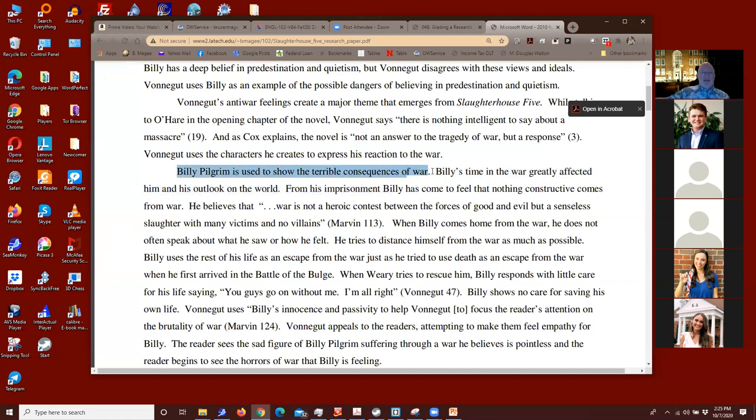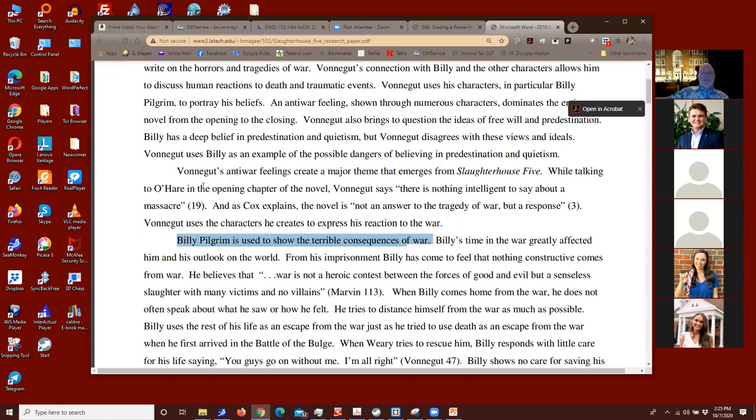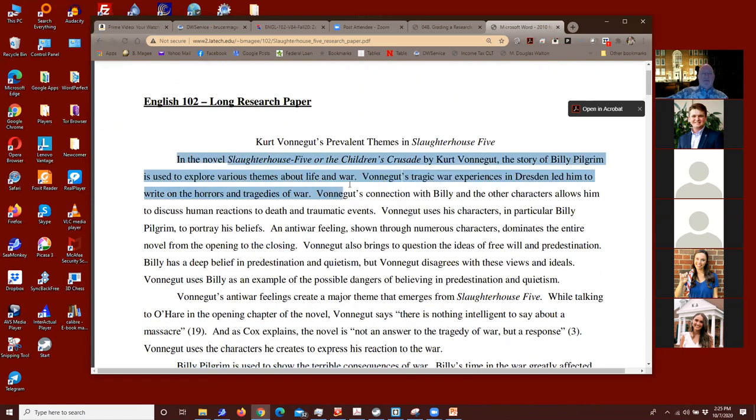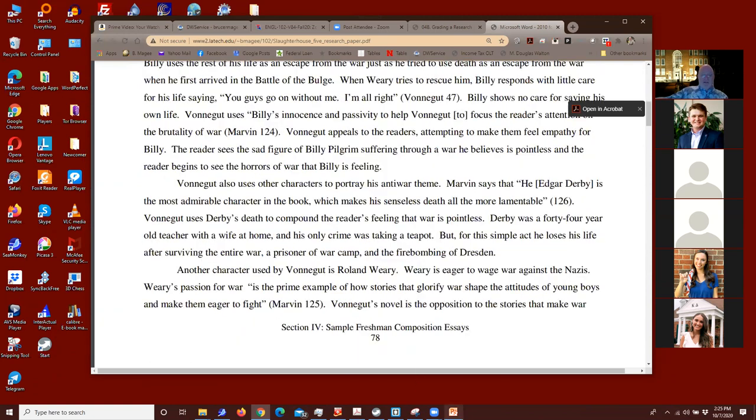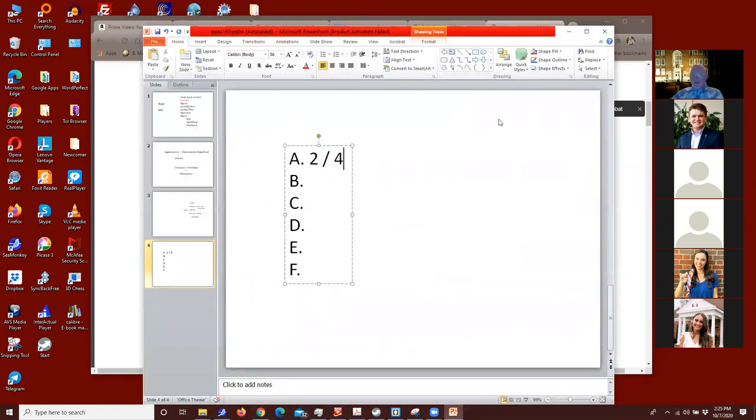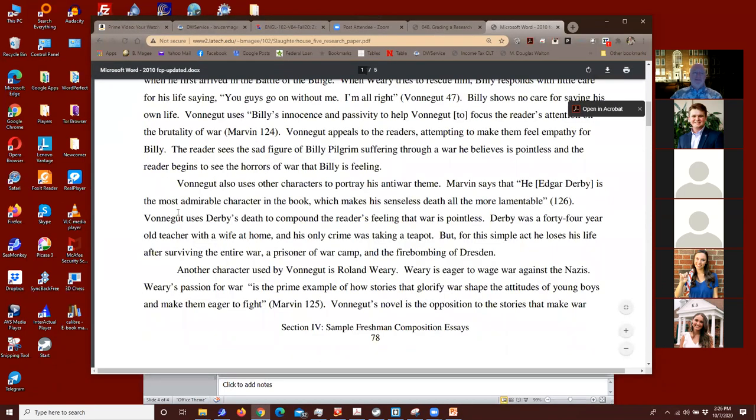"Billy Pilgrim is used to show the terrible consequences of war." So is that a topic sentence? Is he stating an opinion about the book? Yeah, but I found the first paragraph really short. It is an opinion, and it is growing out of this thesis statement. So I hate to delete that four, but this is definitely going to be a two.